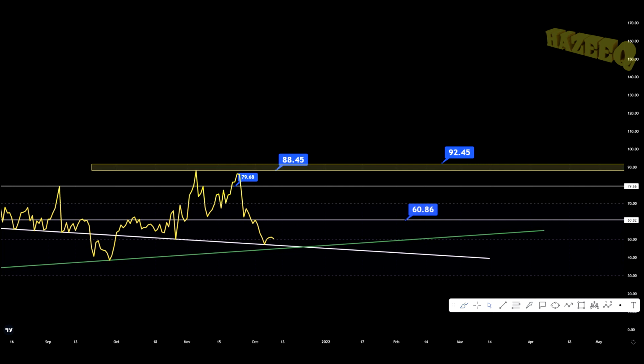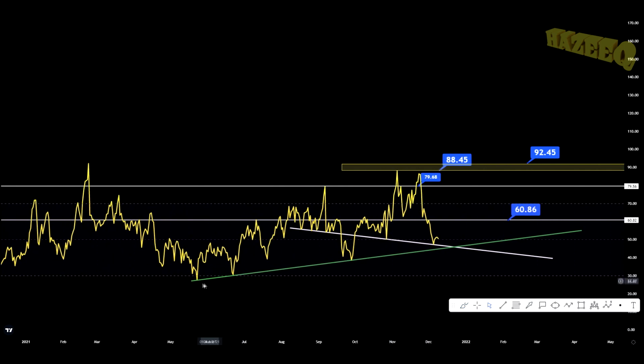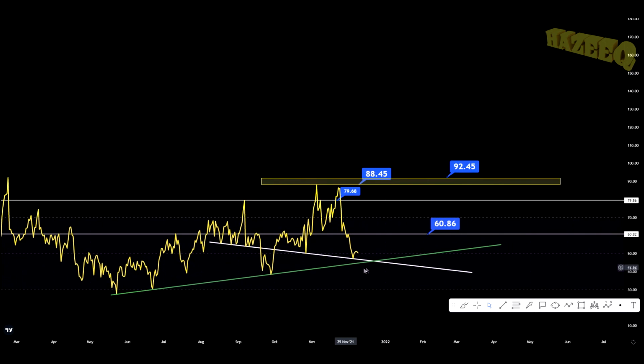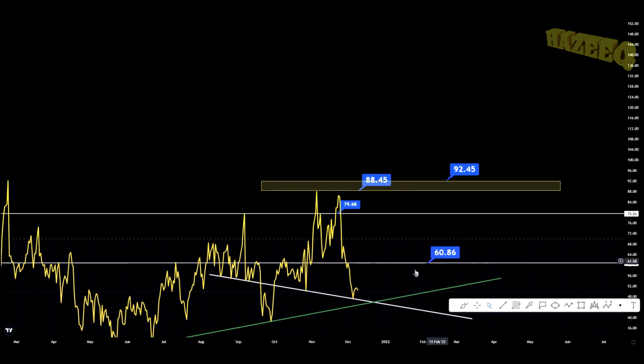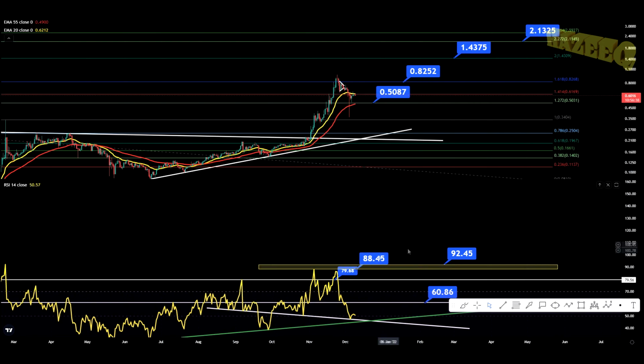And the green trend line over here represents a multi-month support trend line on the daily RSI, and you don't want to be losing that. So like I said, hold this white trend line, hold this green horizontal, and you do have this resistance above you at 60.86 on the index of the RSI. Now, that's pretty much it.